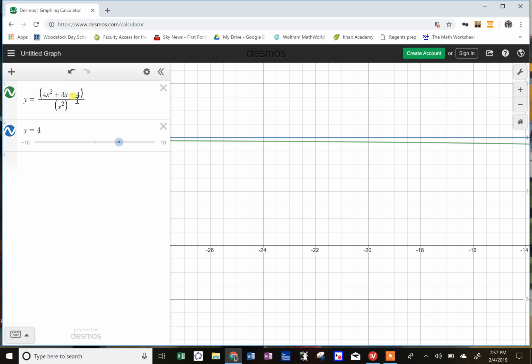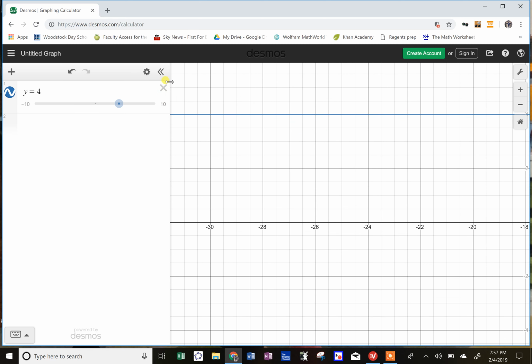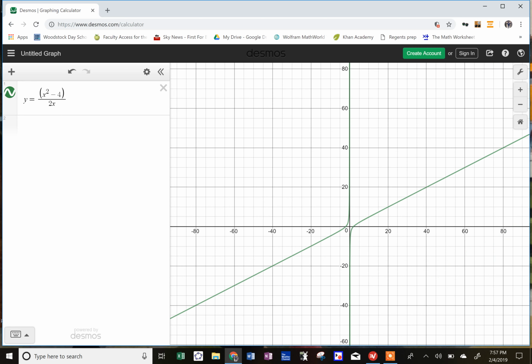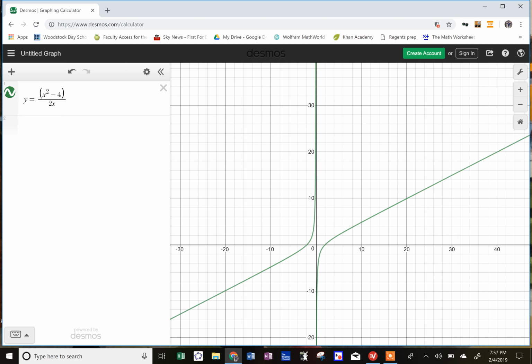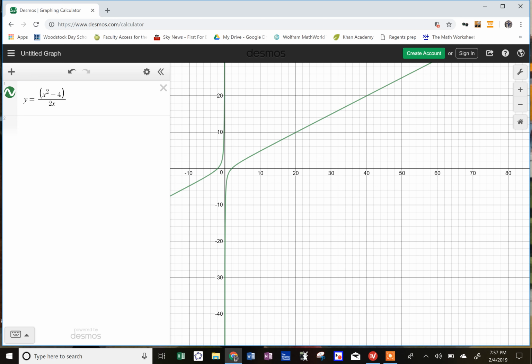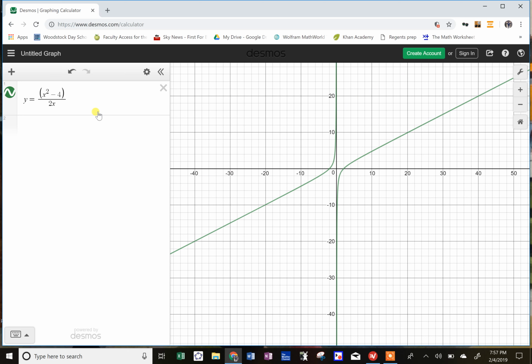By the way, if you happen to have something of a little bit different nature, such as y equals x squared minus 4 over 2x, let's see what happens here. Once again, if you divide everything by x squared, you're going to get x squared over x squared, which is 1, but then your denominator would go to 0, which is where we have that.